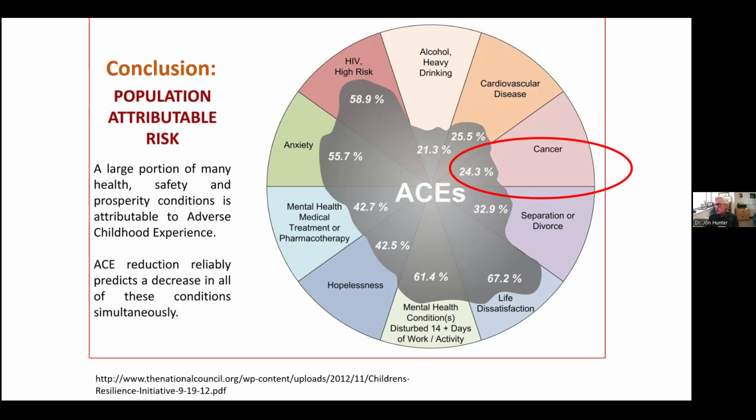You can see that it's also linked to things like cardiovascular disease. It's linked to alcoholism, large risk to anxiety. But for our purposes, we'll just identify that fully a quarter of the risk of cancer as an adult can be linked epidemiologically to adversity in childhood.